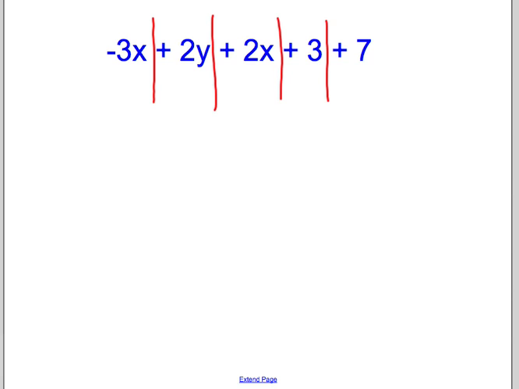So a term is an implied product or quotient of terms, or just a variable or a constant, the constant being the number by itself. So how many terms are there in this expression? 5 terms, and they're separated by plus or minus signs.